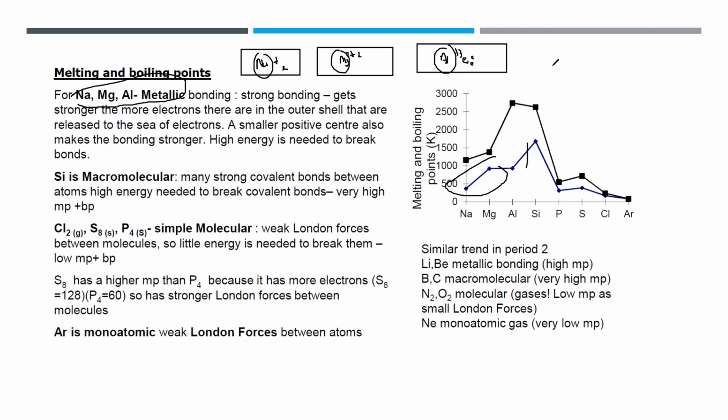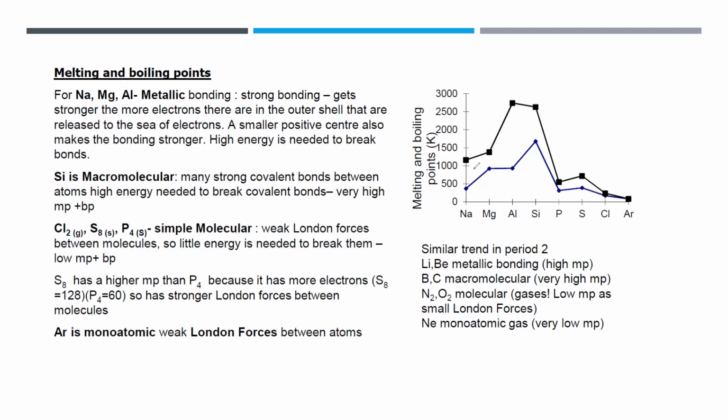So if the question is why the melting point increases from sodium to aluminum, this is the reason. Then why silicon has the highest melting point, this is the reason. And then why chlorine, sulfur, phosphorus and argon have a low melting or boiling point: because of weak force, a simple molecule with weak force between the molecules. So a small amount of energy can break the bond and change the state. Is this idea clear?